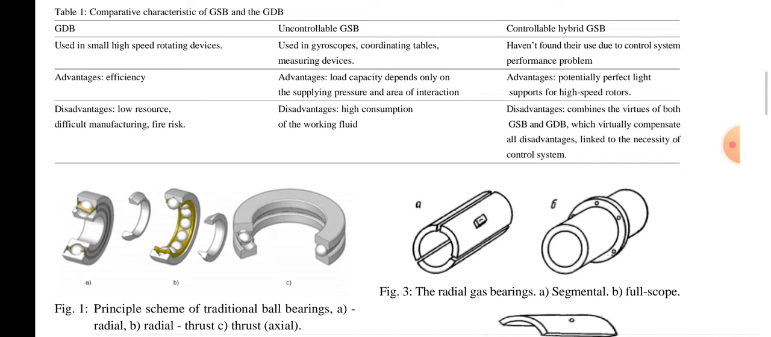Some of the disadvantages of the GDB are low resources, difficult manufacturing, fire risk, and high consumption of the working fluid. And then there is a combination of the virtues of both GSB and GDB, which virtually compensates all disadvantages, linked to the necessity of a control system. So these are the comparative points and these are the cases.